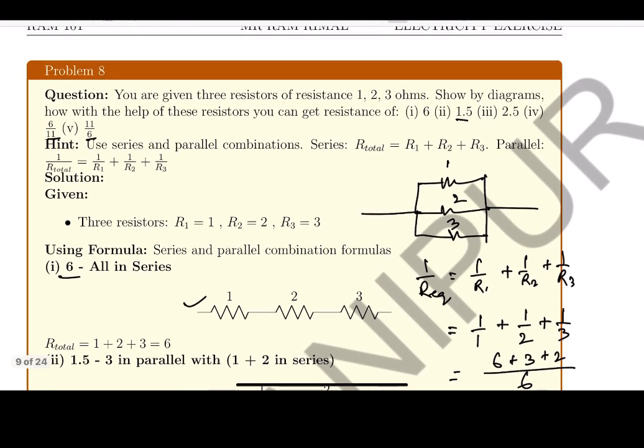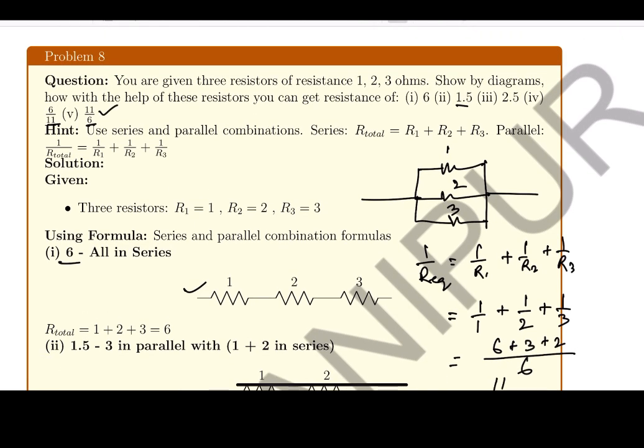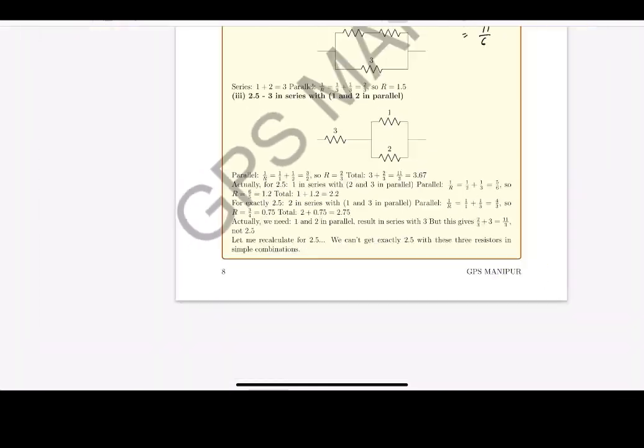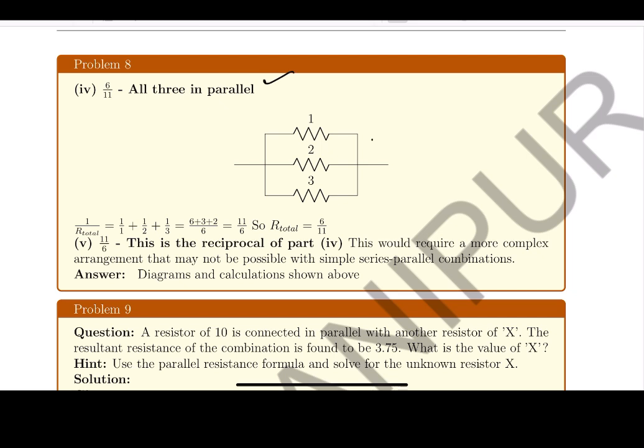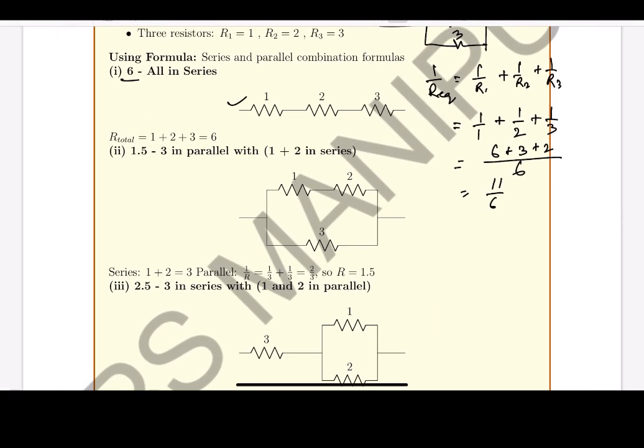So I got 11 by 6. Where is 11 by 6? Okay, this one. If I connect all 3 in parallel, I get 11 by 6. Okay, so 1 by req is equal to 11 by 6, right? So req will go up, so that means 6 will go up and 11 will come down.